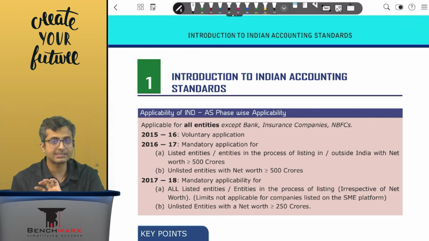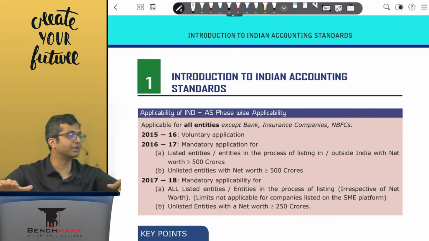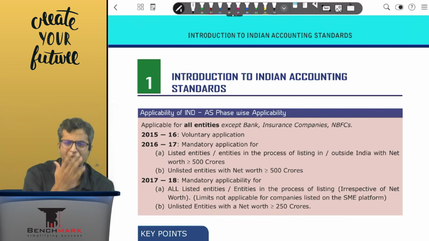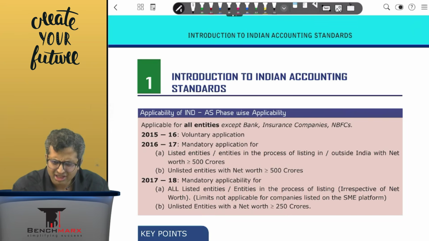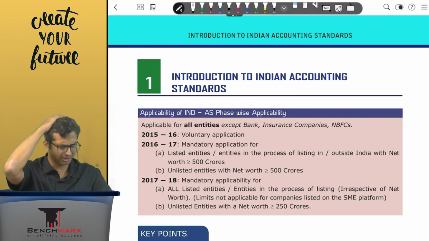Ind AS does not replace AS. It is a parallel track application. So AS is also applicable, Ind AS is also applicable. So we first want to understand what is Ind AS, why is Ind AS needed, and to whom is Ind AS applicable. After that, we jump into the main course.